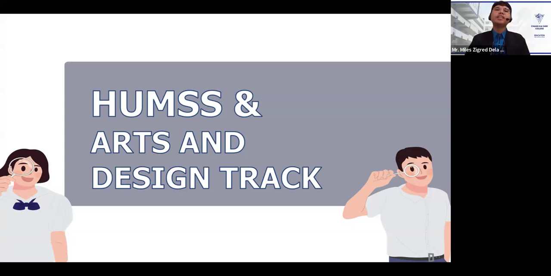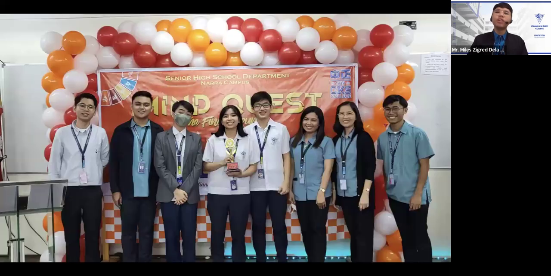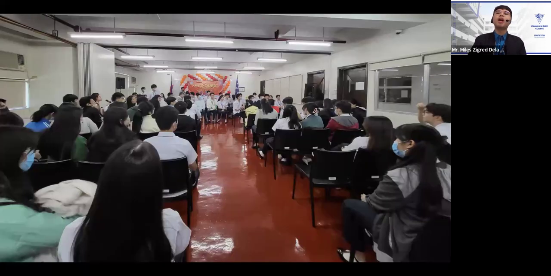Under the banner of the humanities and social sciences strand, we are engaging with the world. On the next slide, please. The CKSC will always leave a print of global citizenship among each student. Last school year, the Humanities and Social Sciences strand celebrated United Nations Month, which emphasized the sustainable development goals of the UN. This event aims to raise awareness among learners about global issues and their surroundings. It will also showcase students' talents through the creation of digital posters based on the theme of sustainable development goals.